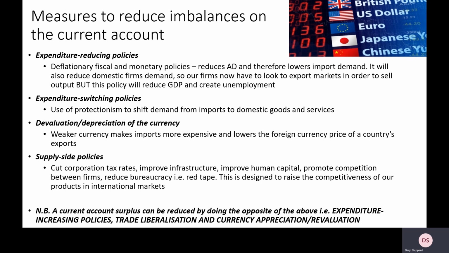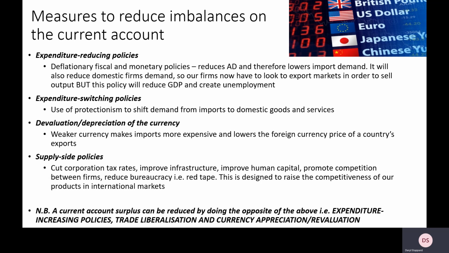So, for example, you could use expenditure increasing policy. So rather than looking to reduce people's ability to buy goods and services, we'll raise it. If we were to use expansionary fiscal policy, lower income tax rates, we're pushing more money into consumers' pockets. That allows them to buy more foreign goods and services. If we were to lower interest rates, we're reducing the cost of borrowing and we're incentivizing more consumption to take place, less savings to take place, which again leads to more spending. And that should lead to a growth in the demand for imported goods and services.